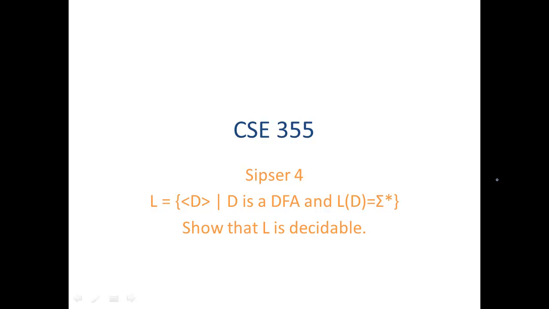In this video, we consider the language L equals description of D such that D is a DFA and the language of D equals sigma star. And we are going to show that L is decidable. So we use the following facts in this proof.